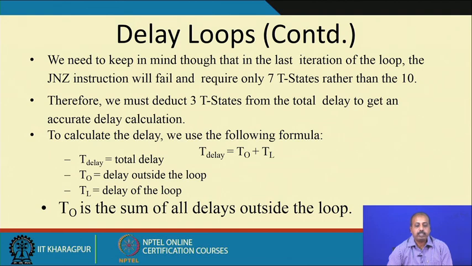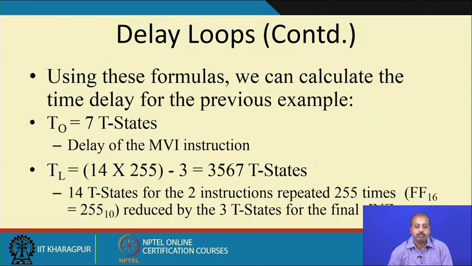So, to calculate correctly, we should deduct these 3 T states from the total delay of the loop. The total delay of the program fragment is given by T delay is TO plus TL, where TO is the delay outside the loop, TL is the delay of the loop, and T delay is the total delay. If there are a number of instructions outside the loop, they will contribute to this TO calculation. In our case, there is only a single instruction, which is initializing the C register with the value.